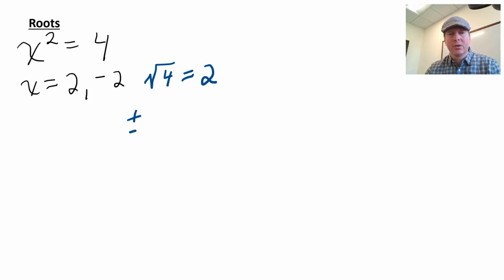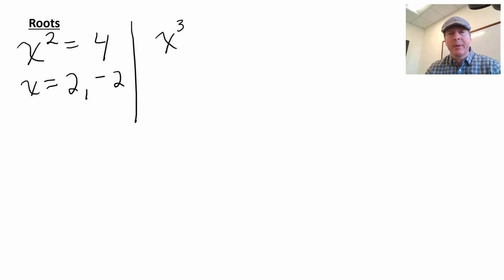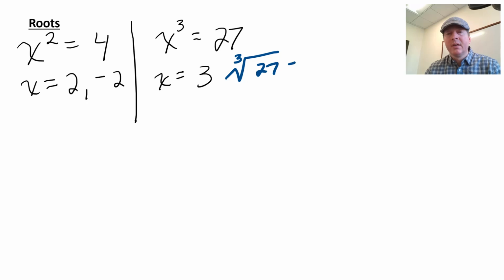In theory, if I wanted to write something like plus minus root 4, well, in that case you have positive 2, negative 2. How about cubed roots? Suppose I had x cubed equals 27, then x itself is 3 and only 3. And if I were to write cubed root of 27, it's only 3. So if the exponent is an even number, you get two roots, one positive, one negative. But if the exponent is an odd number, you only have one root.